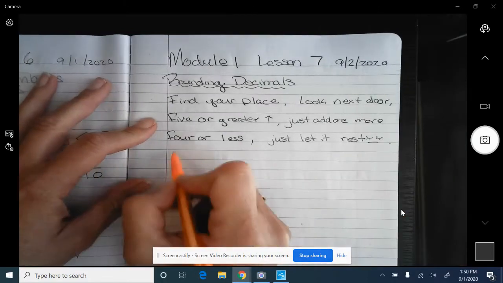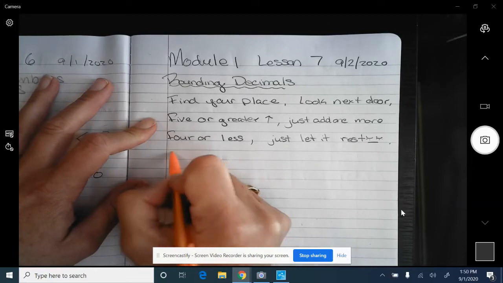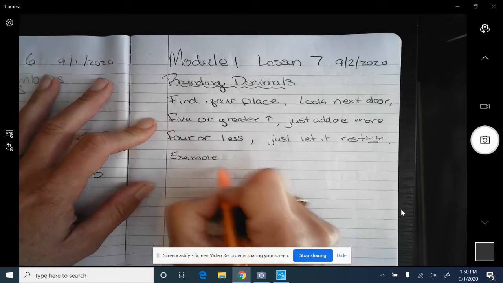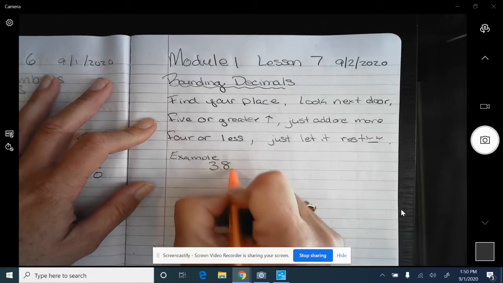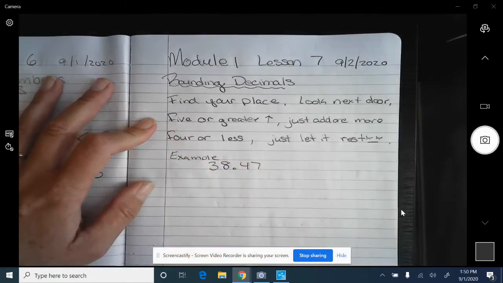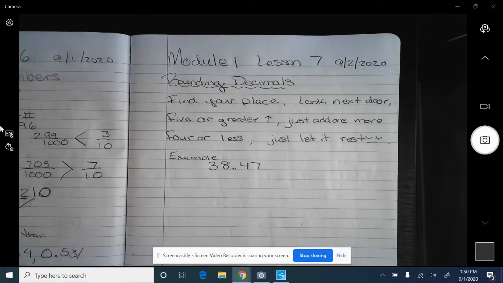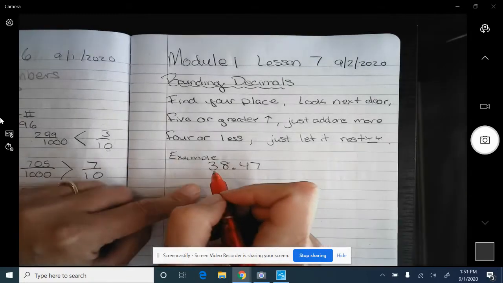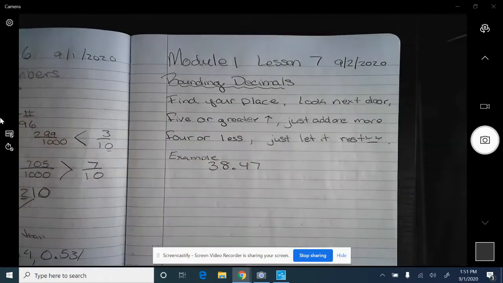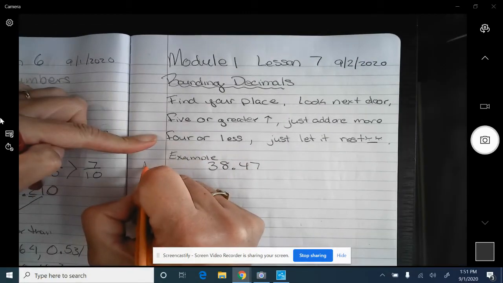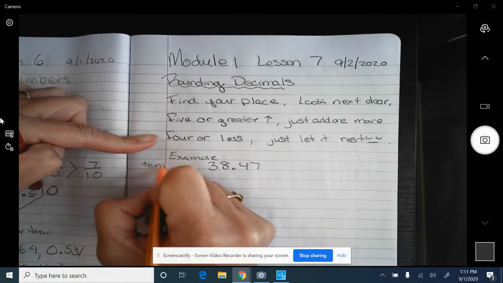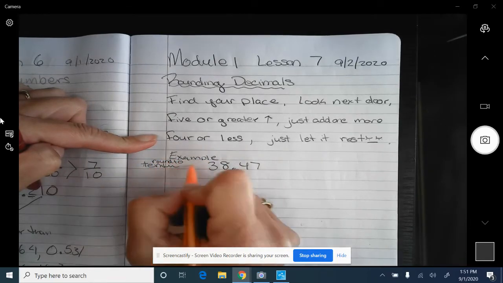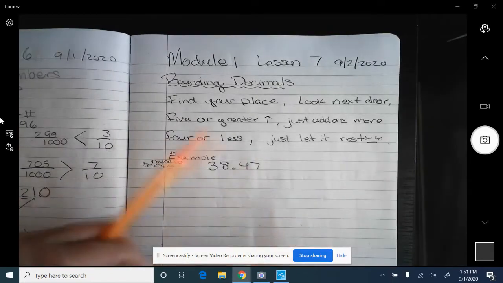Okay. Here's an example. I'm going to say the rhyme while I'm doing it. If I had 38 and 47 hundredths, I'm going to use colored ink to show you what I'm doing. And I needed to round it to the nearest tenth. Okay, so I have to round this to the tenth. I have 38 and 47 hundredths.